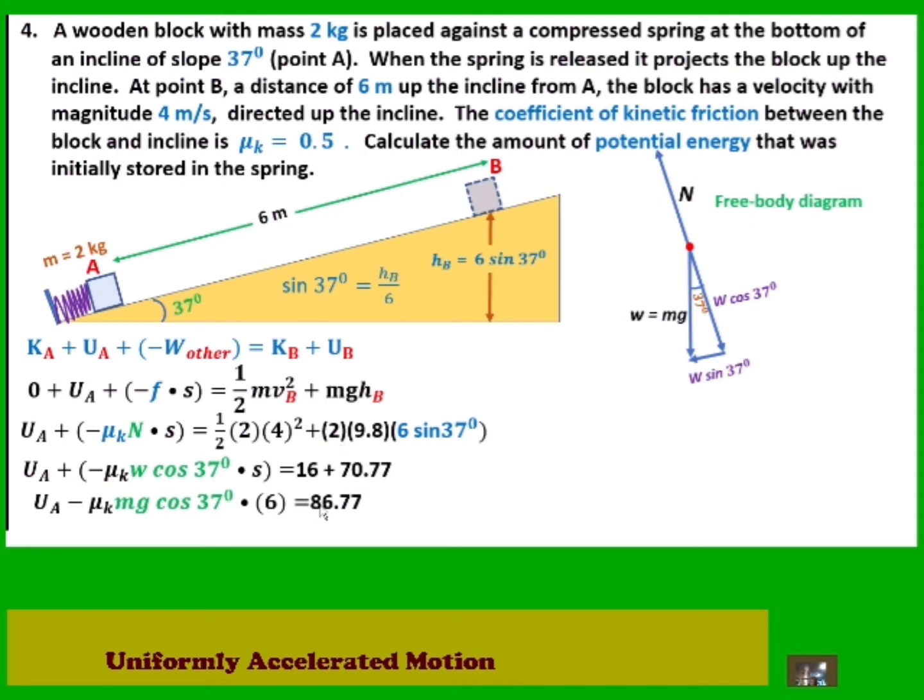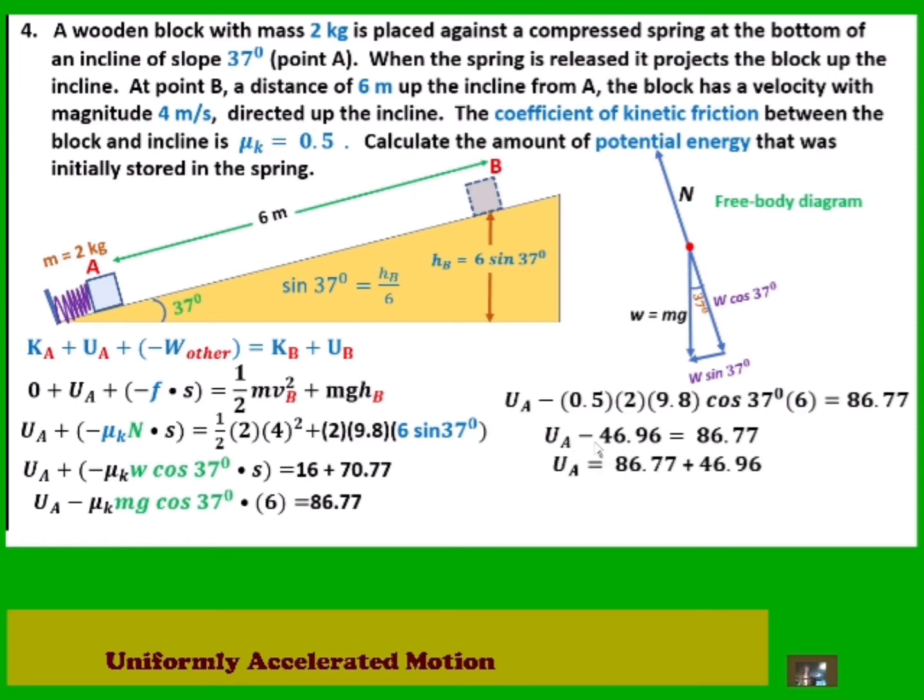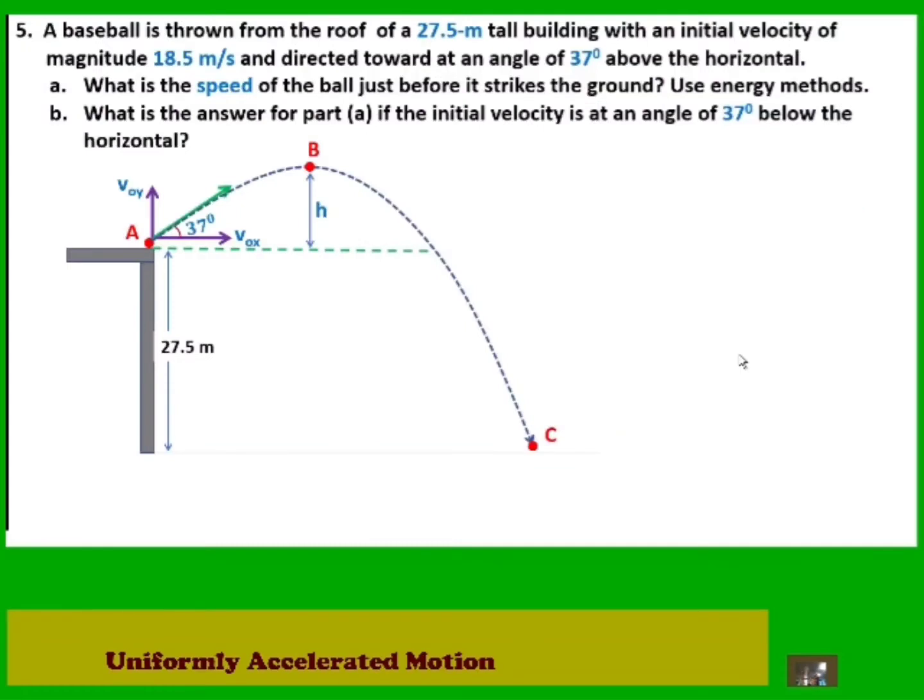Add this one, then substitute the other values. U sub K is 0.5, mass is 2, g is 9.8. Simplify this term and solve for U sub A in this equation. Transfer this negative to the right, becomes positive, and combine. So U sub A, the stored potential energy in the spring, is equal to 134 joules.